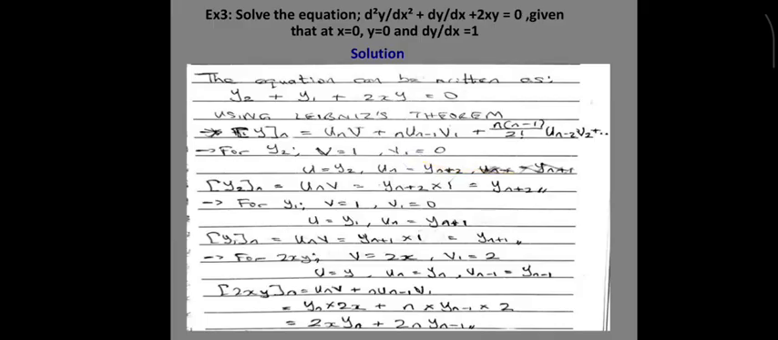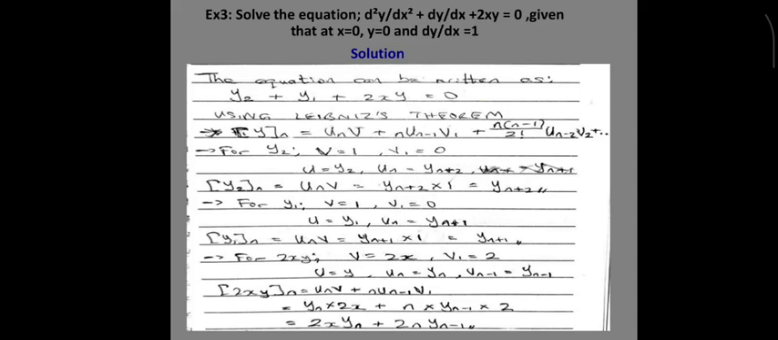For our first example, it says solve the equation d squared y over dx squared plus dy/dx plus 2xy equals 0, given that at x equals 0, y is equal to 0, and dy/dx equals 1. So the first step is to rewrite the differential equation in this format, that is y subscript 2 plus y subscript 1 plus 2xy equals 0.